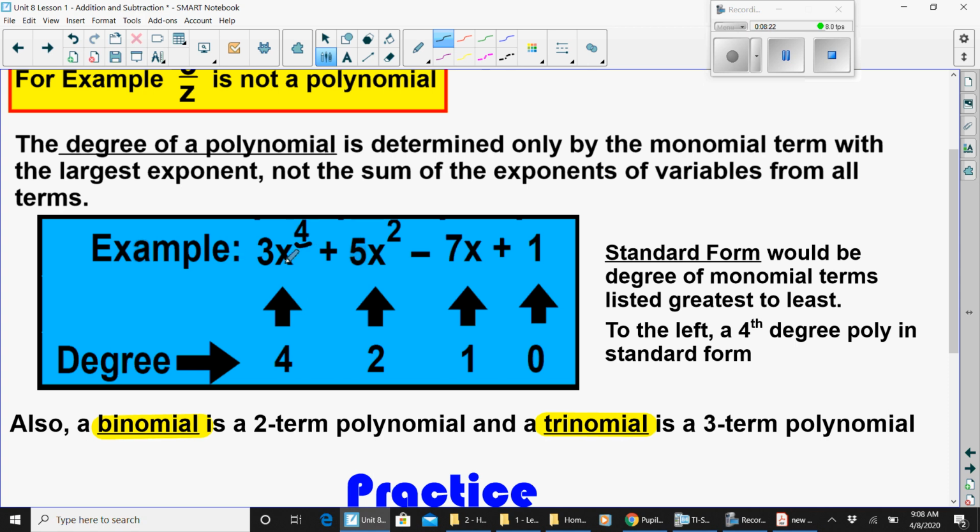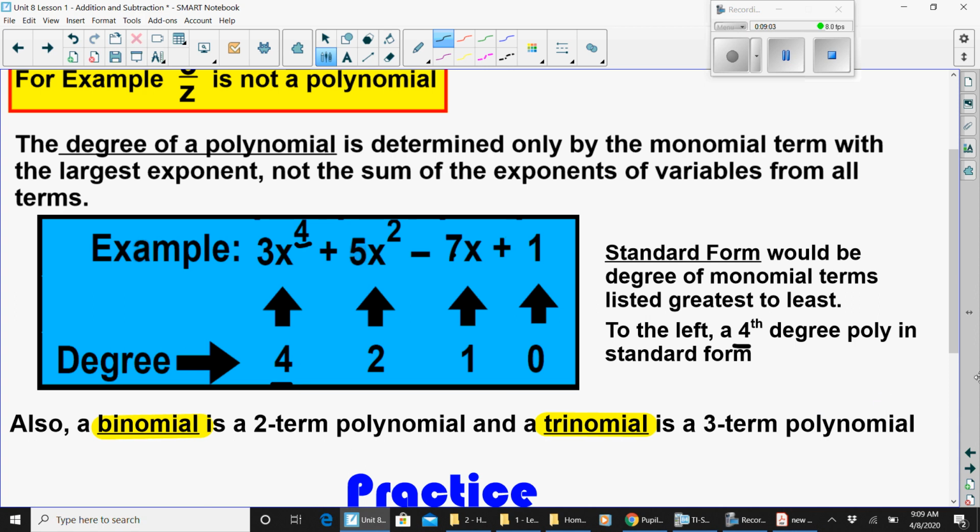In this example, you have 3x to the fourth plus 5x squared minus 7x plus 1. In standard form, you would list 3x to the fourth first, because you're listing all the terms from greatest to least as far as the monomial degrees. That's called standard form. This is a fourth degree polynomial. You're not adding the exponents.